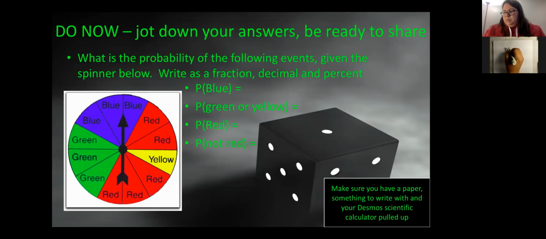So the probability that something was blue, we're going to go with fractions here, was going to be 3 out of 12, which reduces to 1/4, which we know is 25%. The second one, the probability that it's green or yellow, we'd add those together. We would get 4 out of 12, which we know is a third or 33%. The probability that it's red is going to be 5 out of 12, and the probability that it's not red is going to be 7 out of 12, the opposite of that. So those were some of the basics that we started with today.